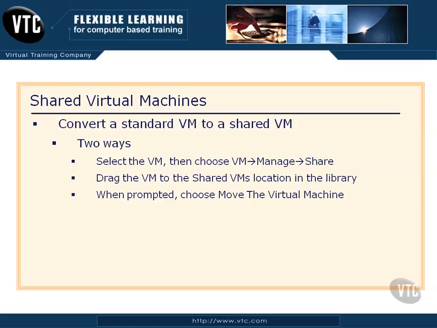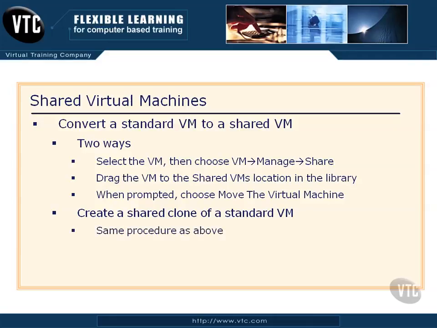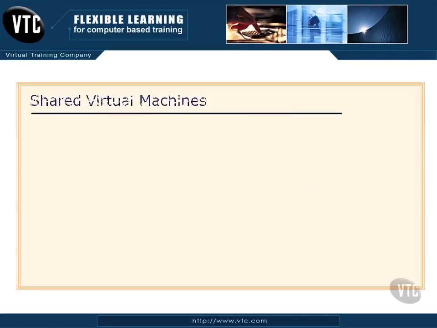And either way I'm going to get prompted and it's going to ask me to choose to move the virtual machine and how to go about doing that, or to create a shared clone of a standard virtual machine. So I can either just move one down there and it moves the files, or I can tell it to create a clone and put it down there. Very same procedure as above. Select it or drag it down and then the magic happens. And then when I'm prompted here, I'll just choose to make a full clone of the virtual machine.